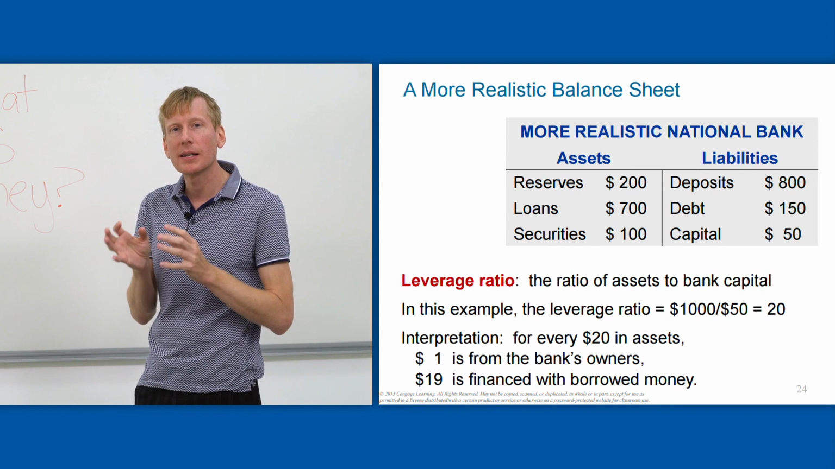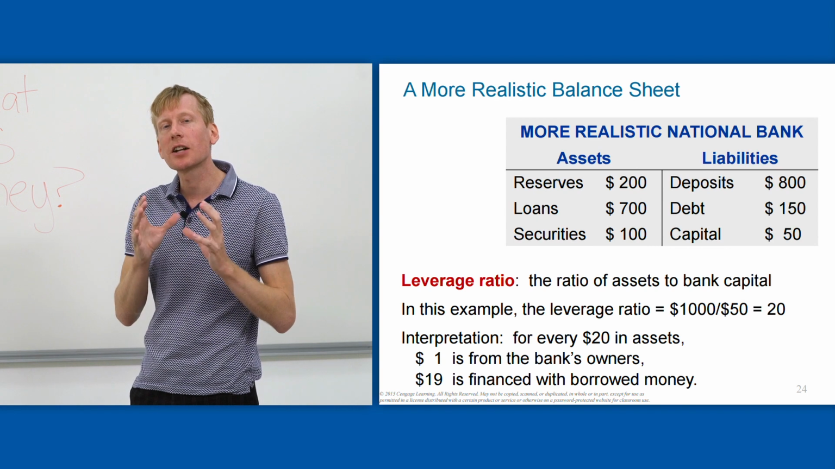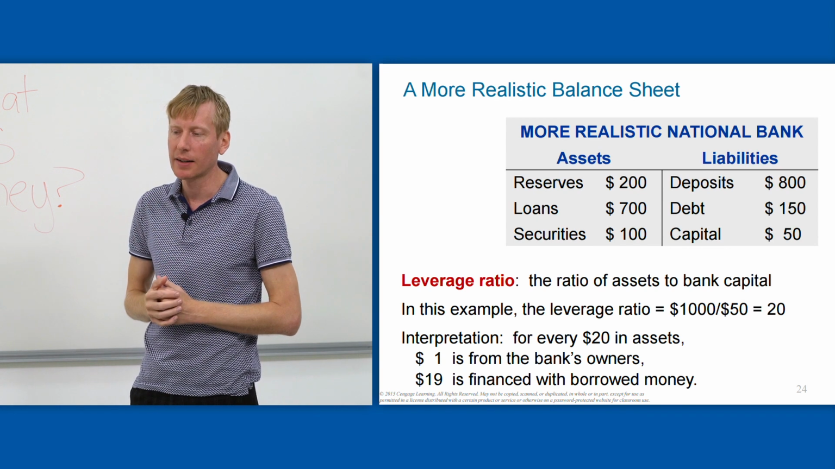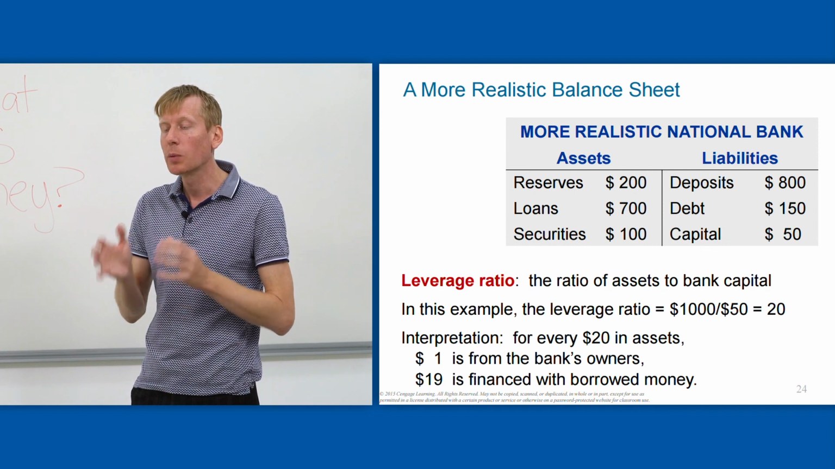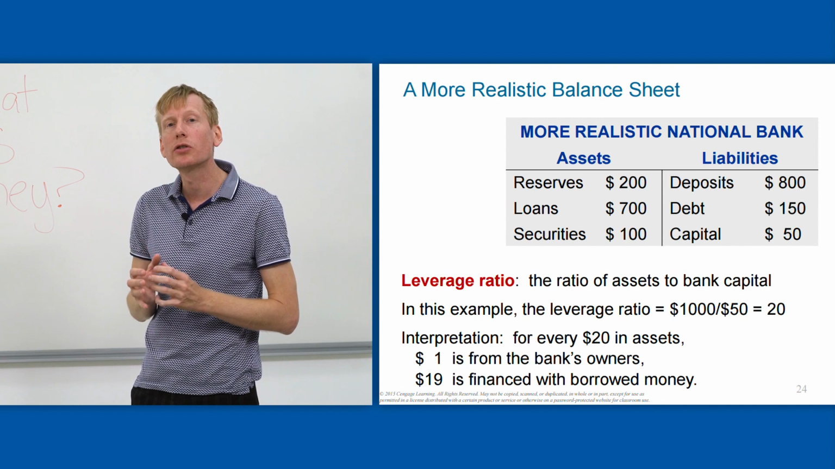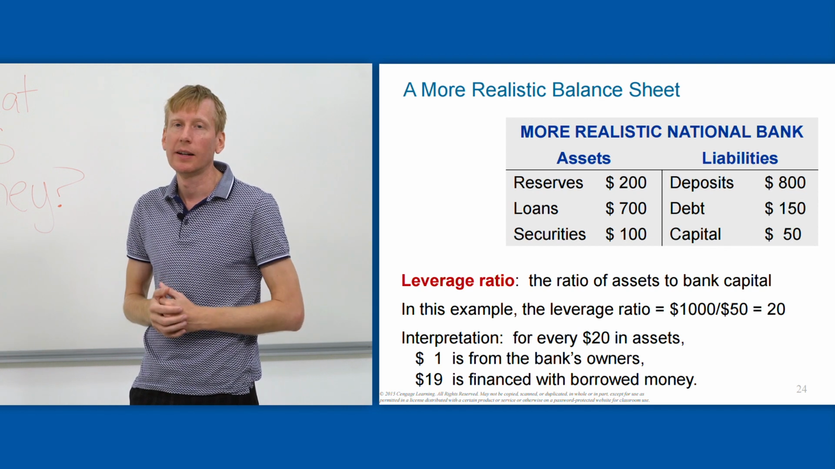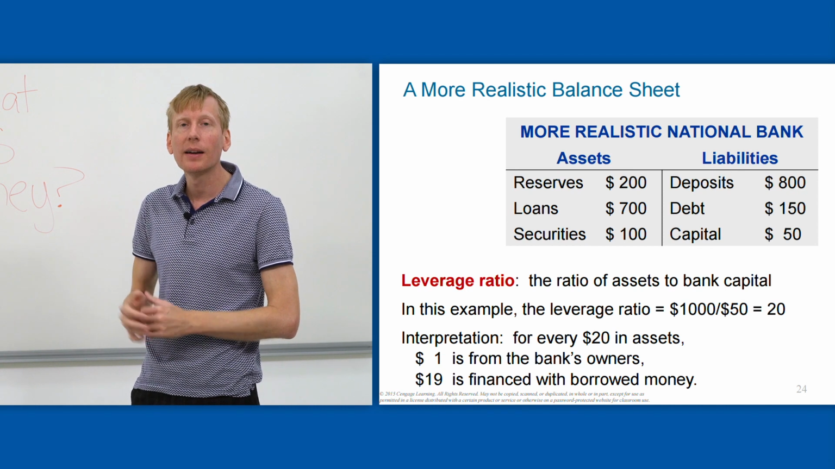Now, as we calculate based on this balance sheet, a leverage ratio, it's the sum of all of the assets in the bank, reserves and loans and securities. Here's 1,000, and we divide it by bank capital of 50. So here the leverage ratio is 20, meaning only 1/20th of all of the funding from this bank comes from bank capital.